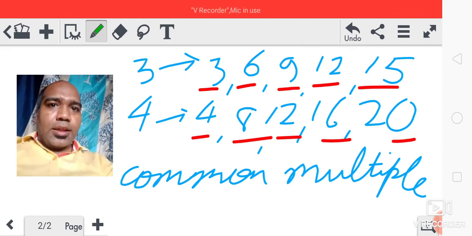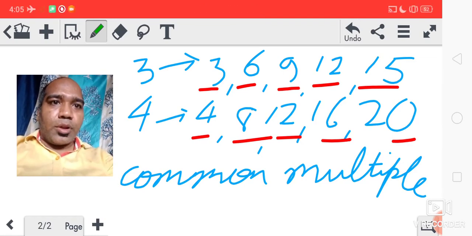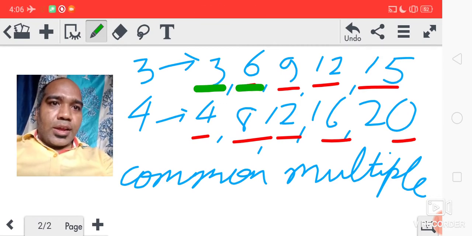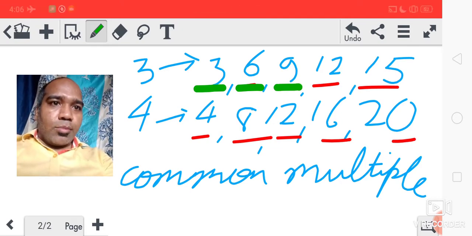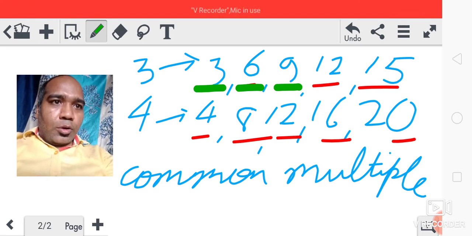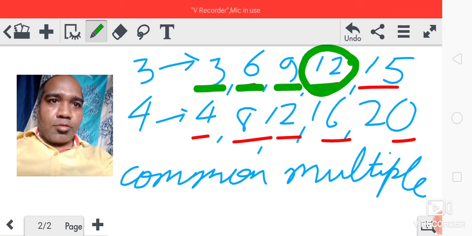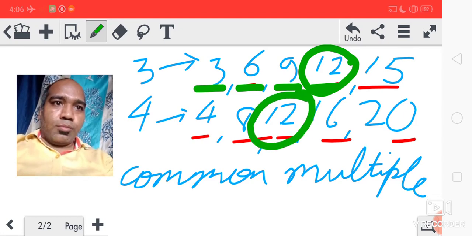Can you find here anything common? Means in the multiple of 3 also we are getting, and multiple of 4. 3, are we getting 3 in the multiple of 4? No. 6, are we getting 6 in the multiple of 4? No. 9, are we getting multiple of 9 in the multiple of 4? No. 12, are we getting 12 in the multiple of 4? Yes, we are getting 12 here also in the multiple of 3 and in the multiple of 4, both.